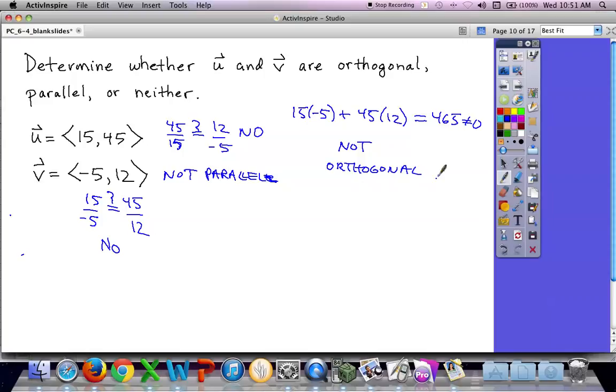So that's the orthogonal part, that was well covered in this, but the parallel part wasn't really addressed. But that's how you can tell whether two vectors are parallel.